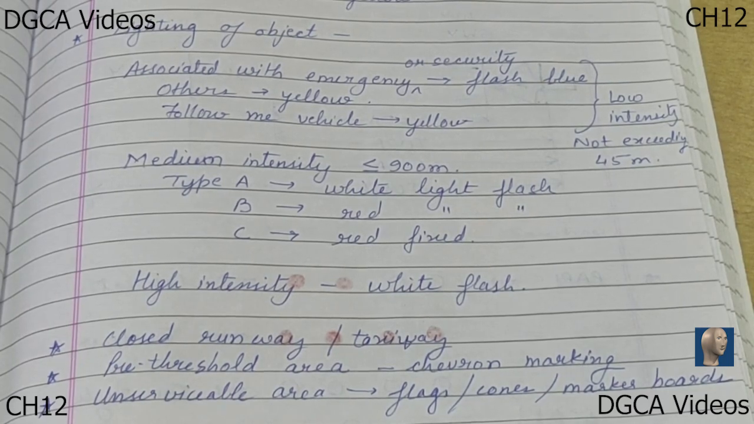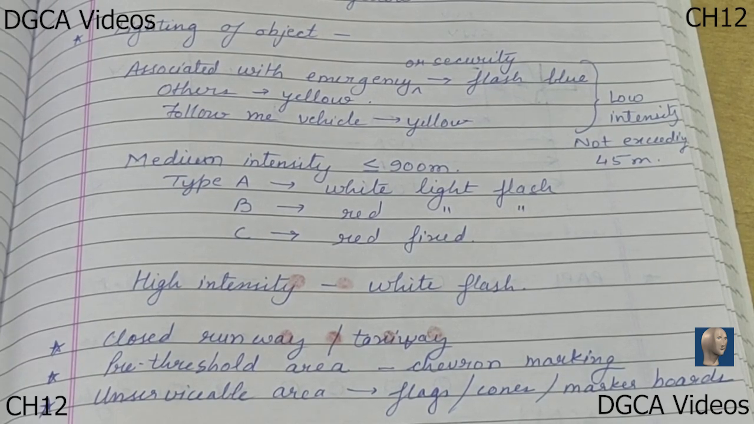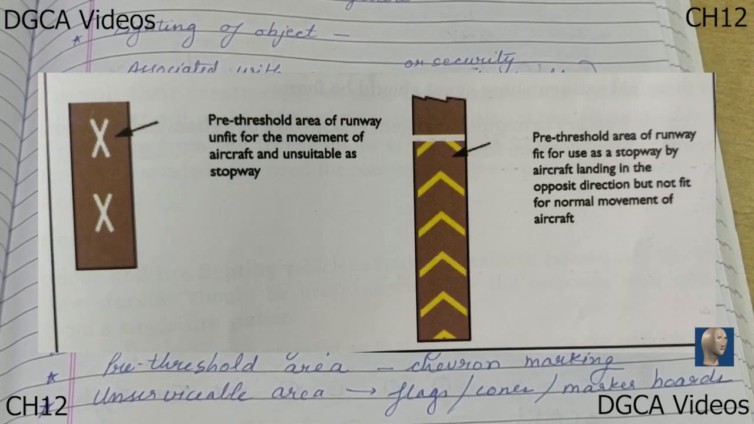Next, coming to the closed runway and the taxiway. In that case, closed marking will be denoted. That means it is temporarily closed, either runway or taxiway, and you are not allowed to go beyond that point. That will be indicated to you with the help of a closed marking.